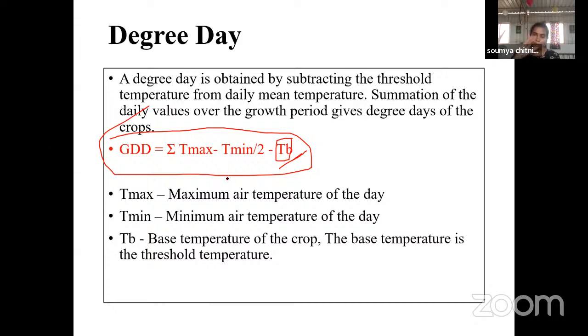And for a particular day, we take the maximum temperature of that day and the minimum temperature. When we have the summation of T maximum and minimum, divided by 2, minus the base temperature, we get the growing degree days. So what exactly is growing degree days? It is nothing but the temperature that is present in a particular season or a particular day for plant growth. So that is degree days. That can also be called a heat unit or growing degree days.